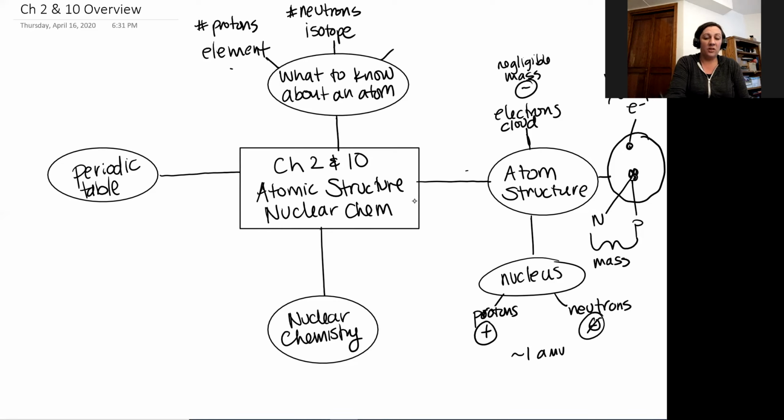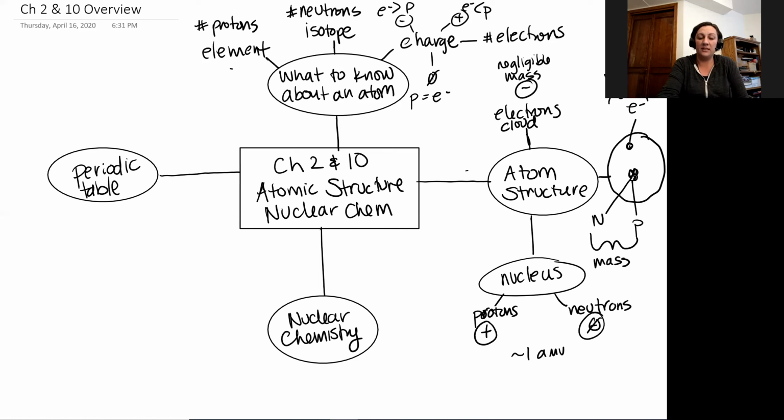And you should know the charge. If it is neutral, then you have the same number of protons as electrons. If it's negative, then you have more electrons than protons. And if it's positive, you have more protons than electrons. And like, let's say we have something that's +2, that means we have 2 fewer electrons than protons. So our charge is really dictated by that number of electrons, which pairs in here with that electron cloud.